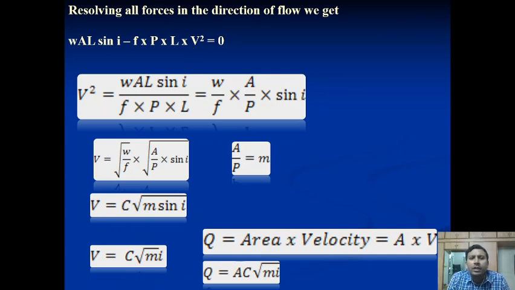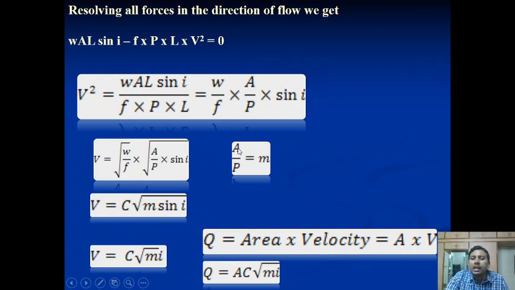That means we try to prepare the equation in the form of velocity. So V square is equal to what? If we put it on the other side of the equation, we get W A L sin i upon F P into L, right? Now W upon F, A by P and sin i. So V is equal to the square root of W by F, times the square root of A by P sin i.